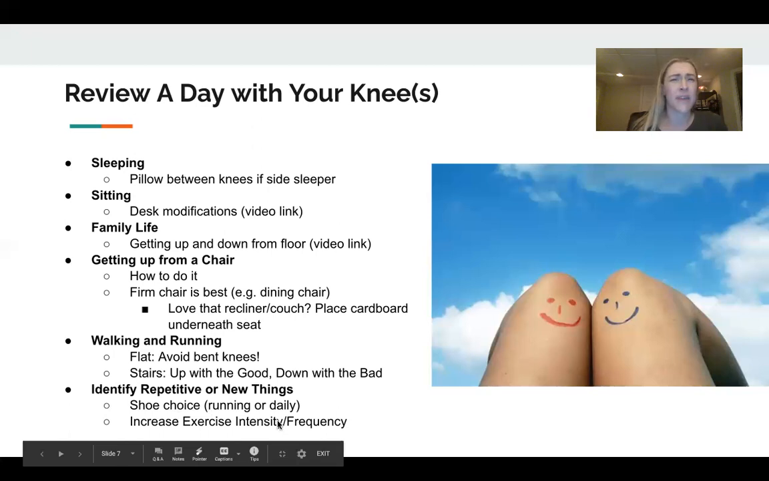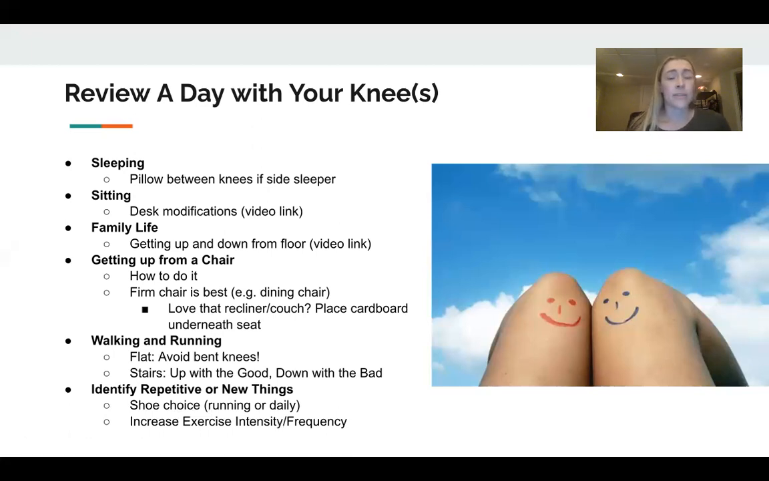Lastly, you want to identify what things am I doing repetitively? Am I doing something over and over again, and that's what's causing my knee pain? Or is there anything new that I'm doing lately? Did I change my running shoes? Or just the shoes I wear? This happens a lot with the change of seasons. Everyone puts on their flip-flops.